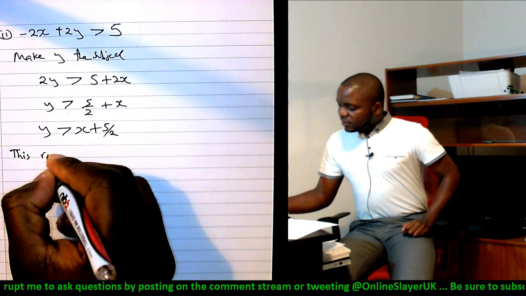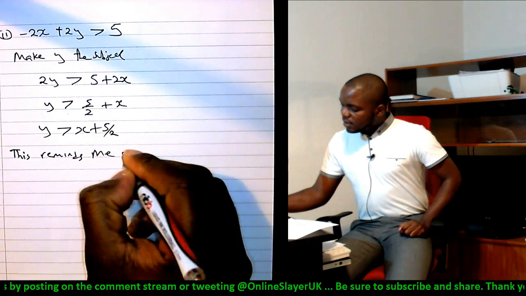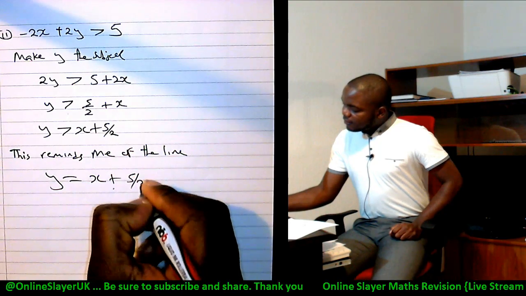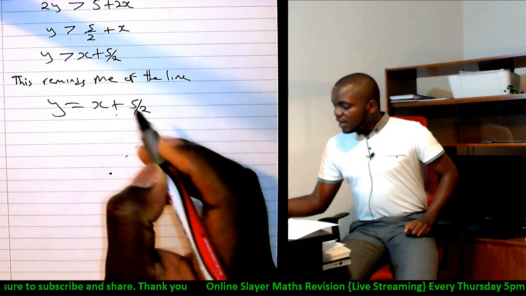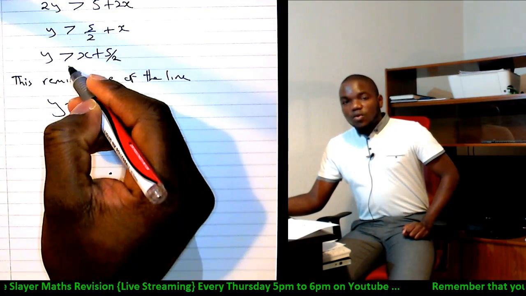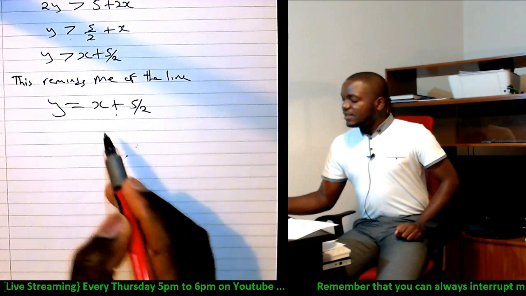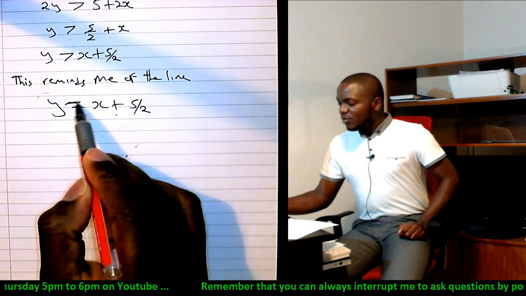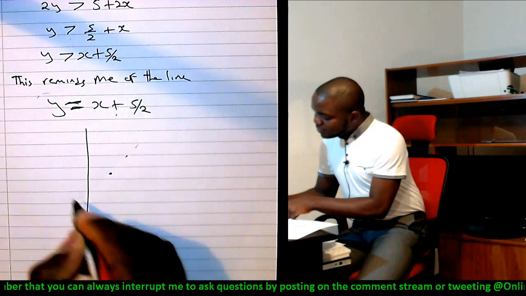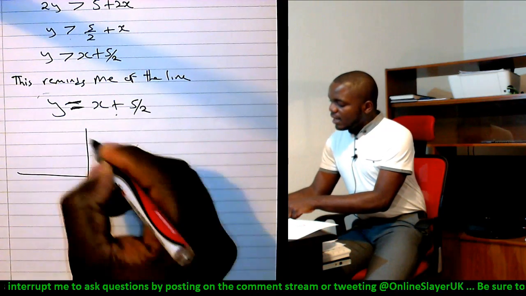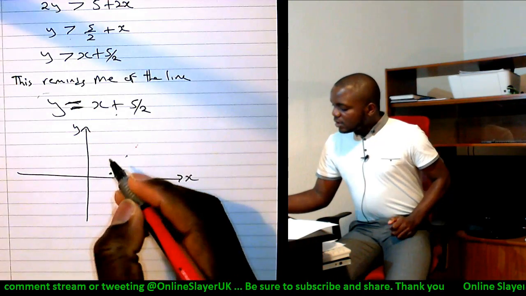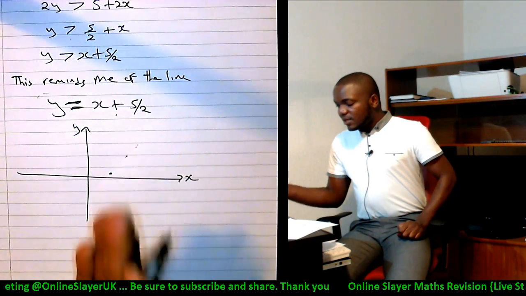And I'll say this reminds me of the line y equals x plus 5 over 2 with a gradient m of 1 and an intercept of 5 over 2. Take note that this does not say y is greater than or equal to. So that means that this equation of a line, which is talking about y being equal to, is not part of the solution. So in trying to show my line, I know that the line is not part of the solution because this is not or equal to. So I'm just going to draw a dotted line instead of a solid line.